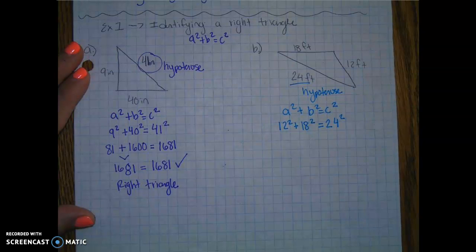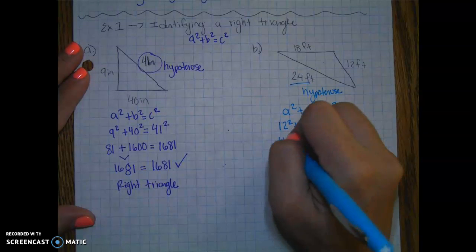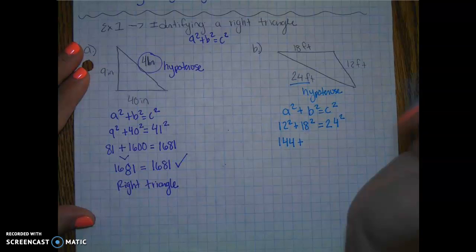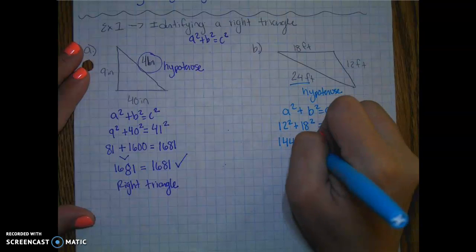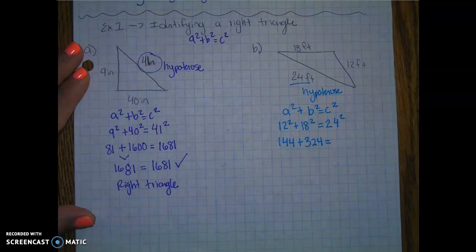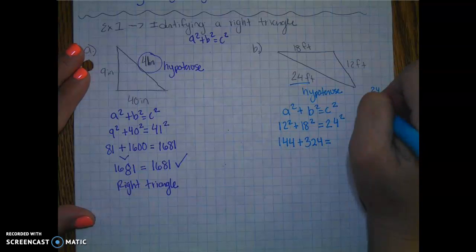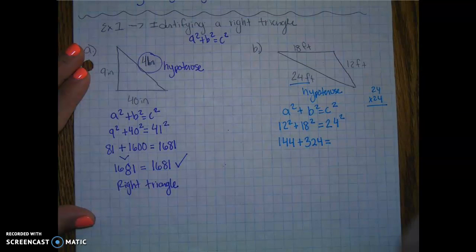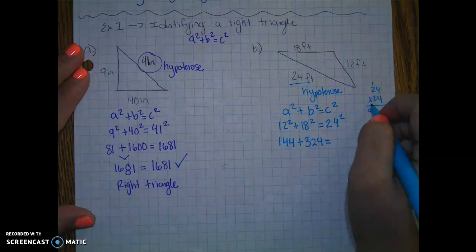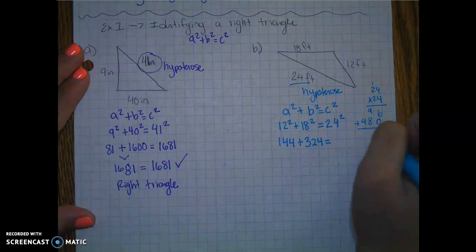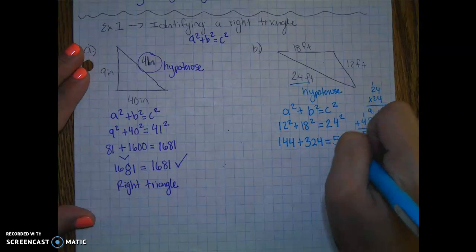And 12 squared, I know off the top of my head, is 144. Okay, and then I have 18 squared, which is 324. You can use a calculator or you can do it off to the side. So I'm going to do 24 times 24. Off to the side, 16. I want you to try it yourself before you see how I'm doing it. Okay, I have 6 here, I have 17, and I end up with 576.